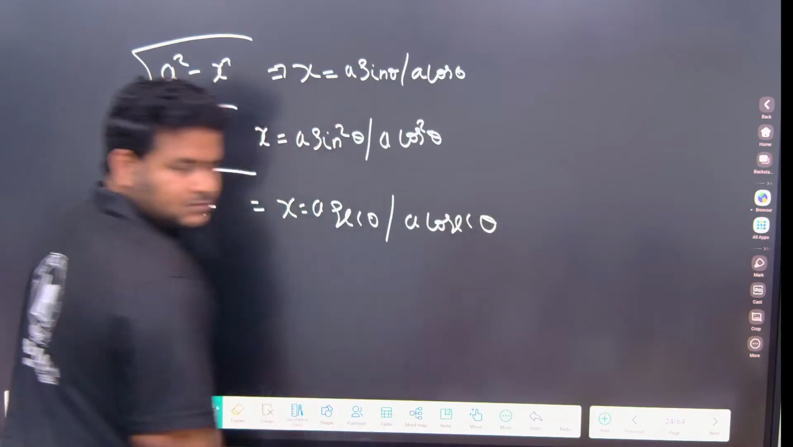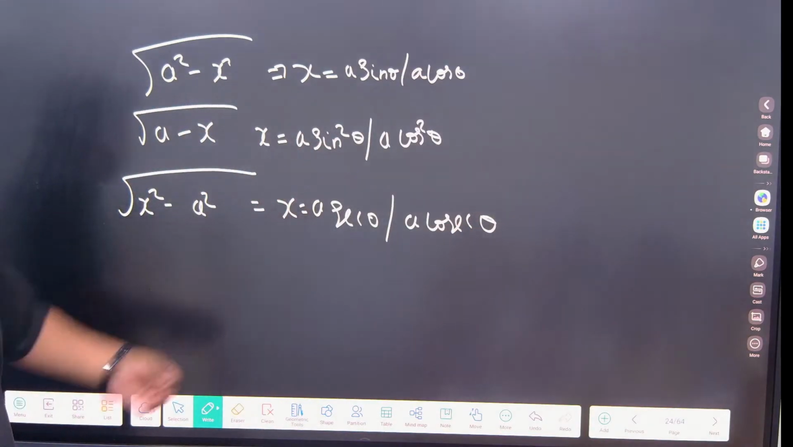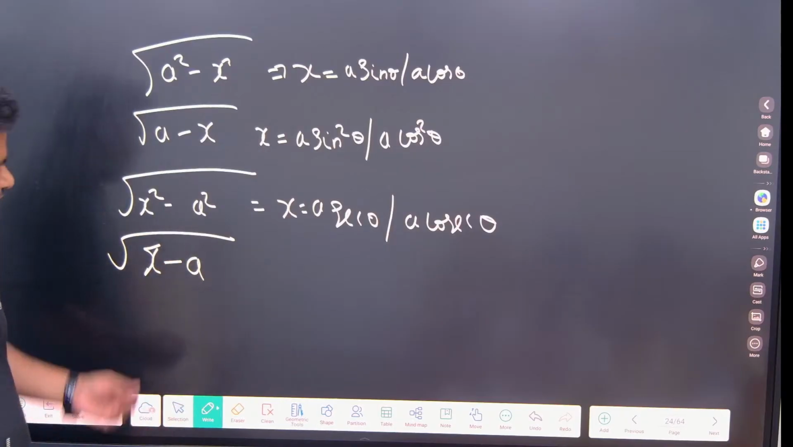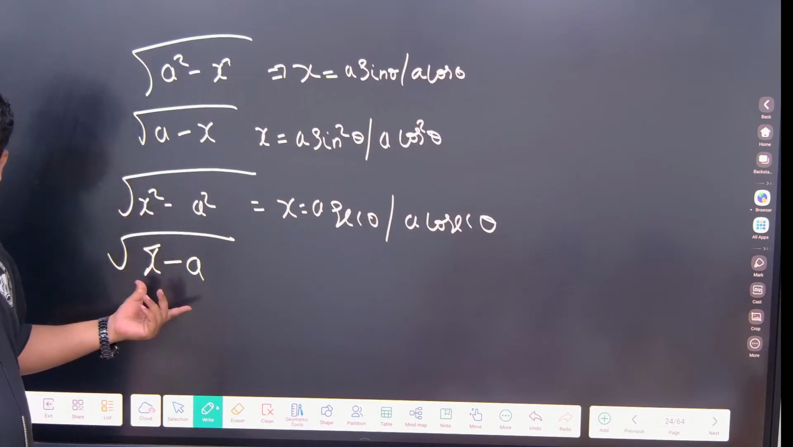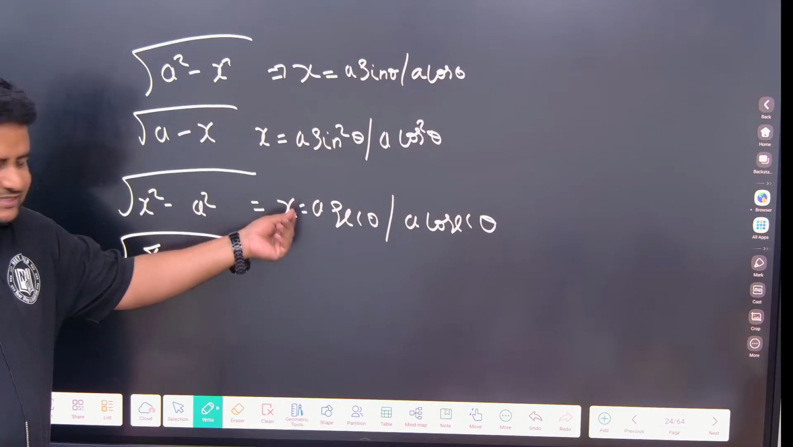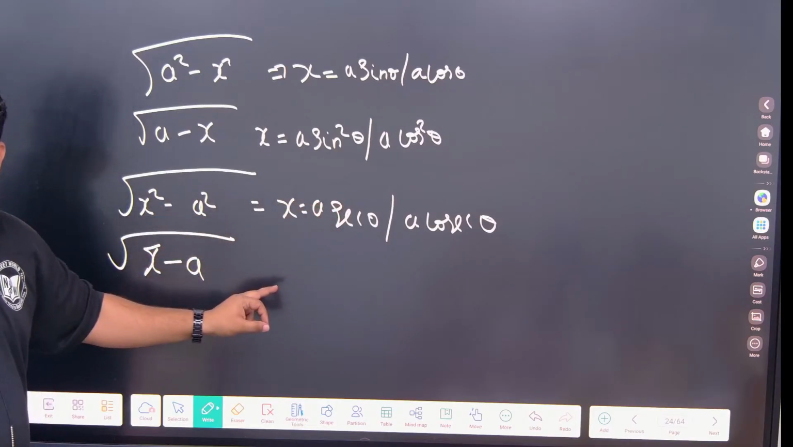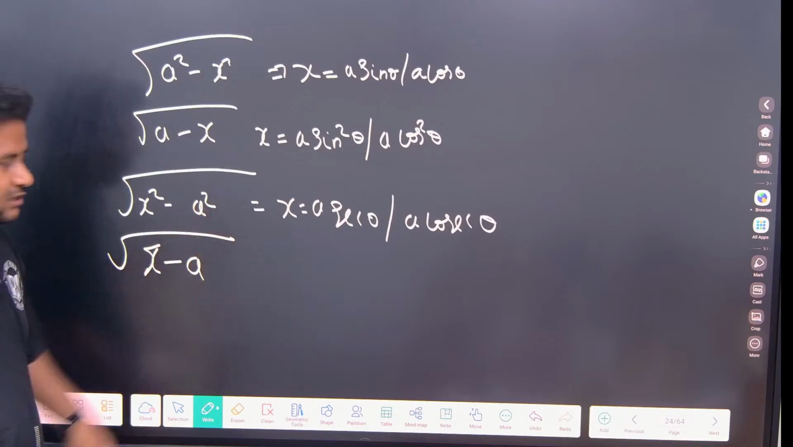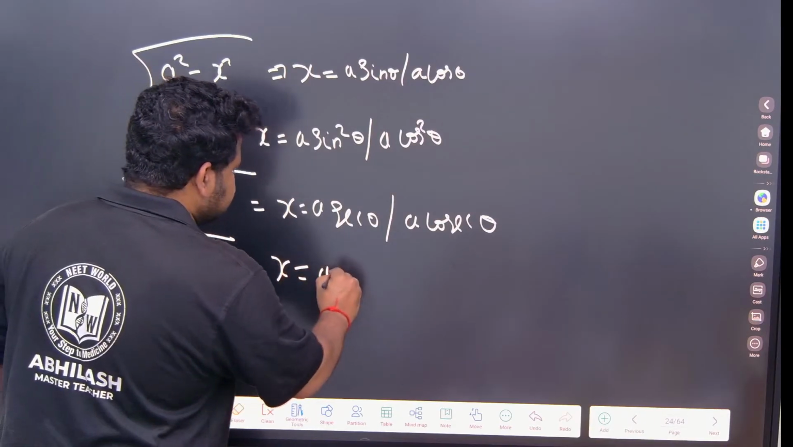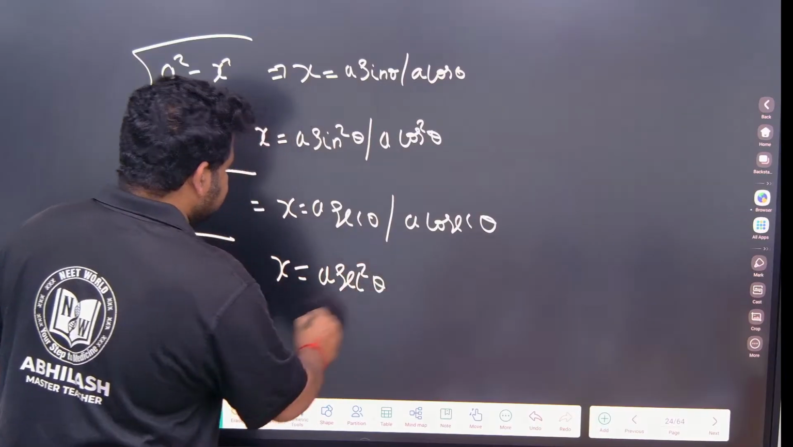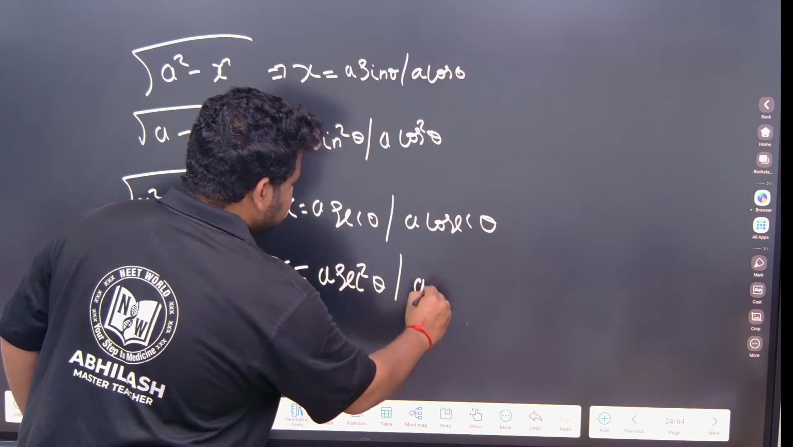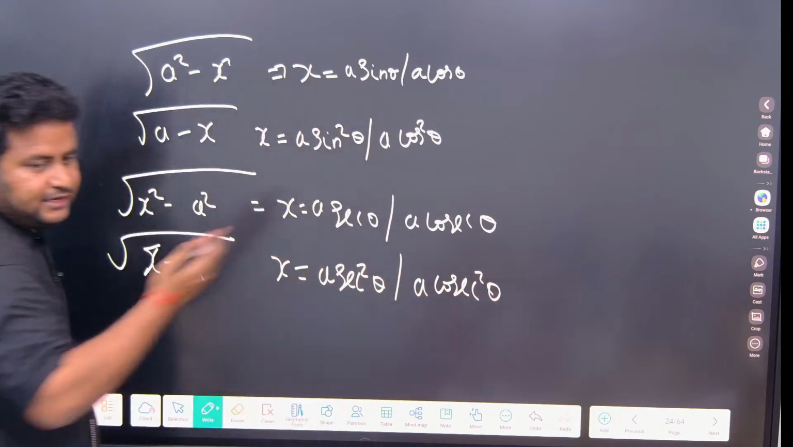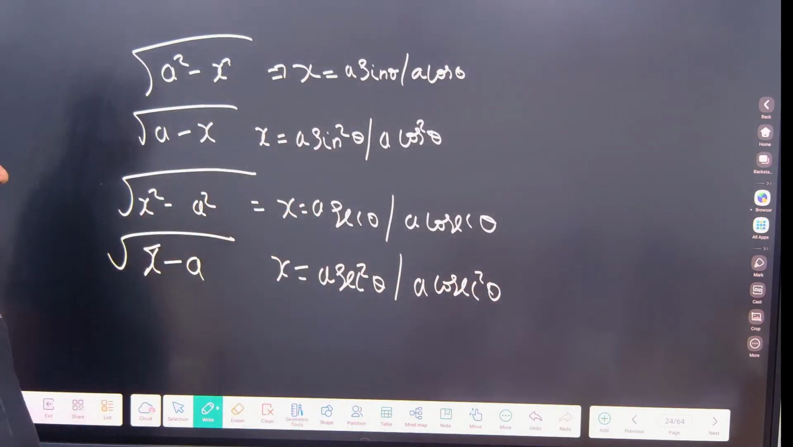This is the substitution we will be doing. But if it is square root of x minus a, which is of the same form, instead of writing x is equal to a secant theta, we will square it here. X is equal to a secant square theta, or x is equal to a cosecant square theta. Depending on the question, we will be doing it.